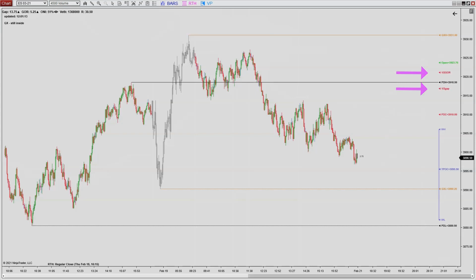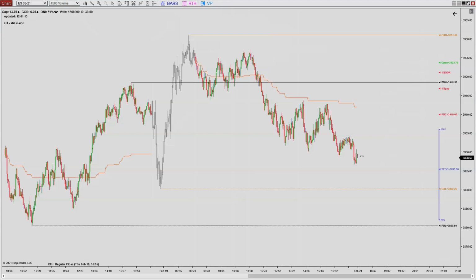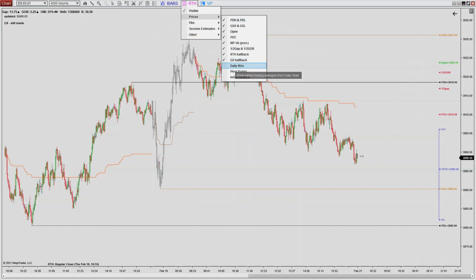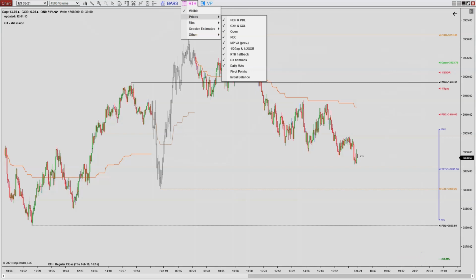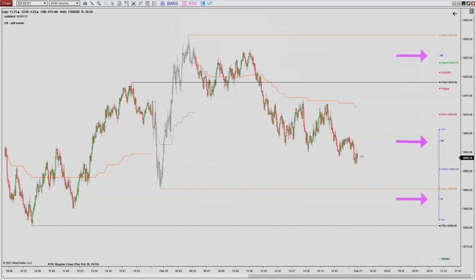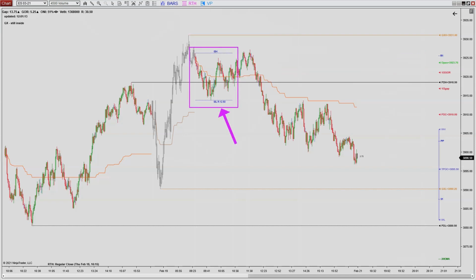Separate plots of the RTH and Globex half-back, those are calculated separately for each session. Three daily moving averages, floor trader pivots, and the 60-minute initial balance.